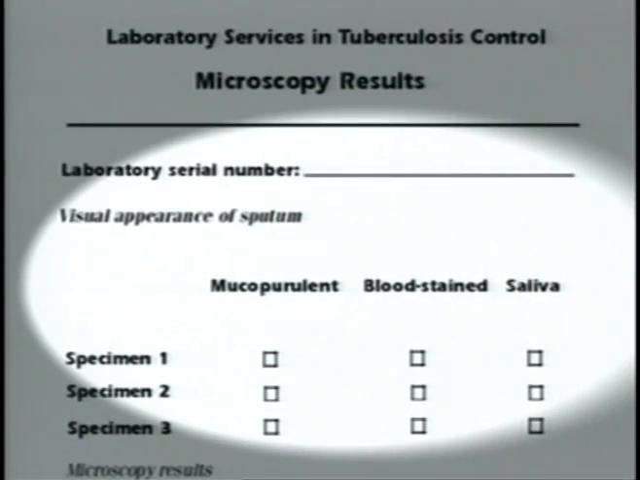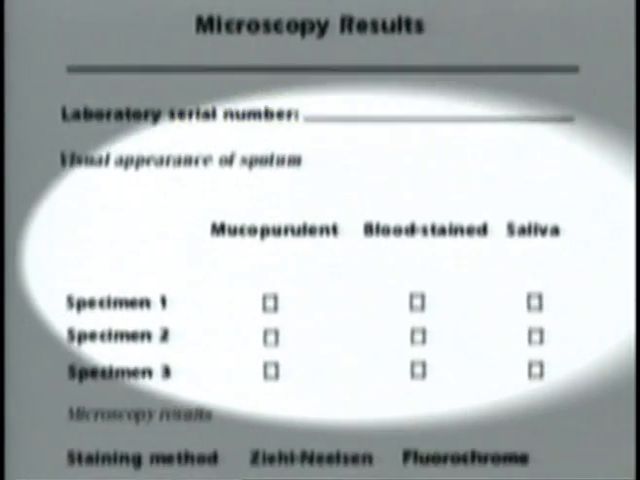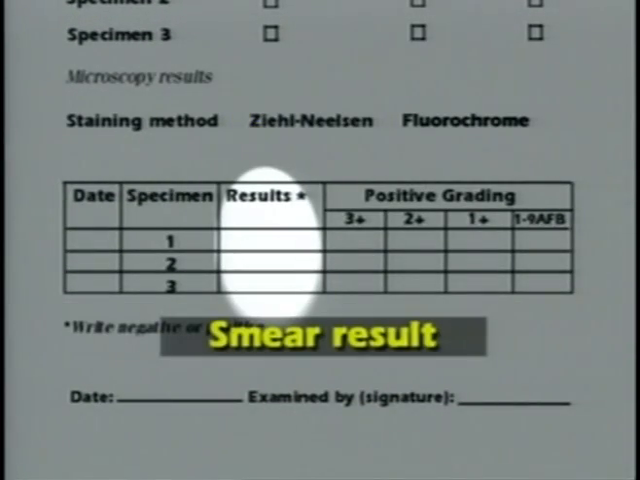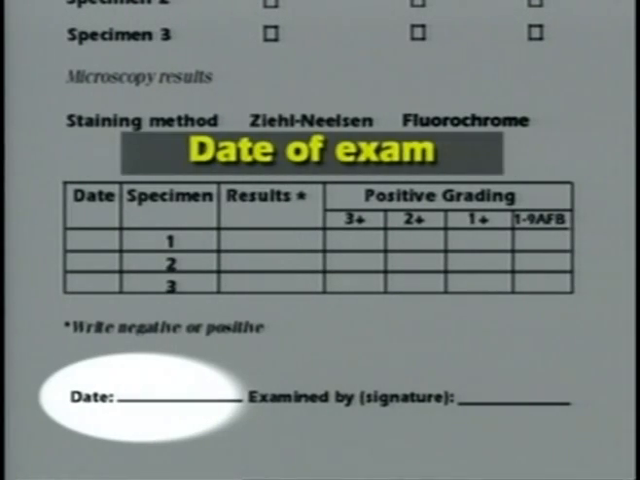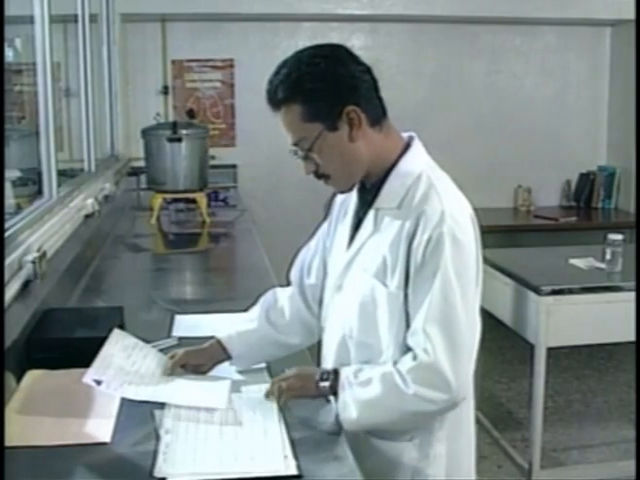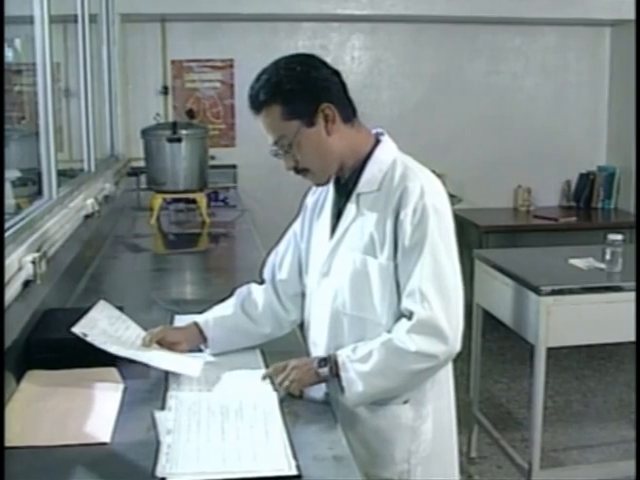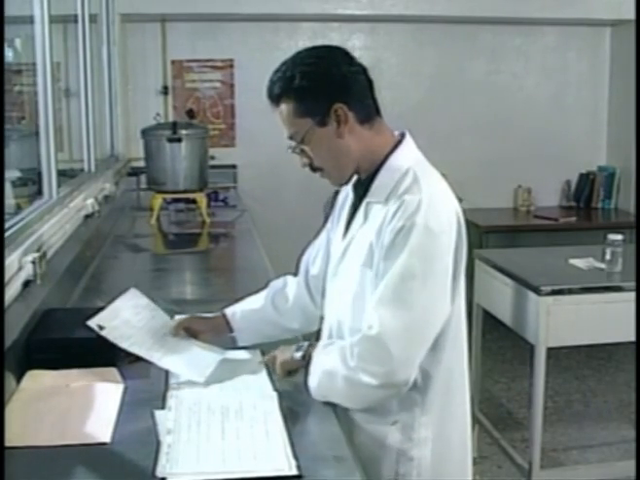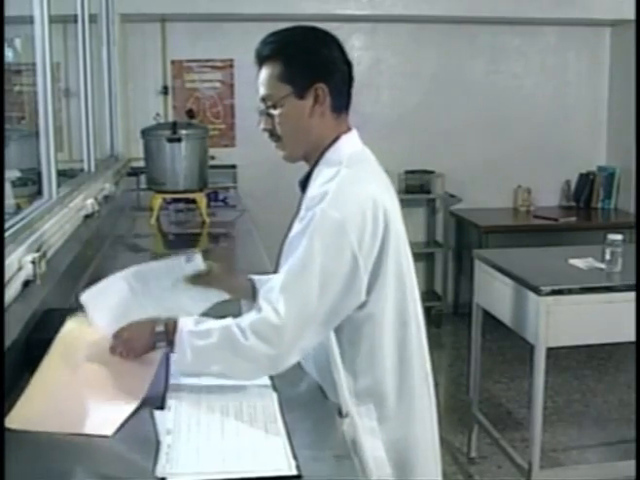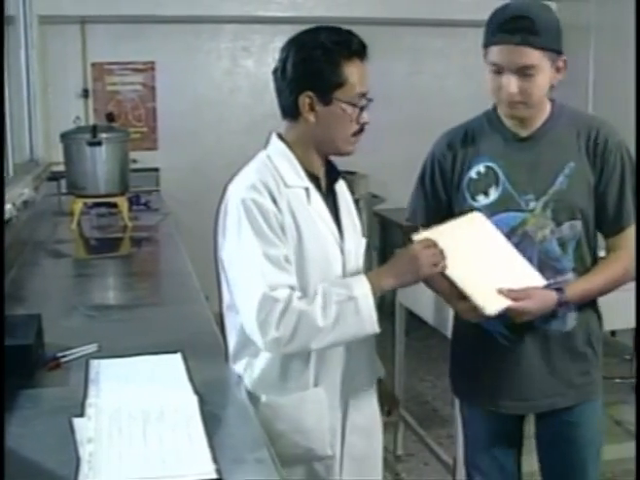Include the following information in the report: evaluation of the quality of the specimen, staining method used, smear result, date of exam, signature of microscopist. There are many species of AFB in addition to the tubercle bacilli. Do not try to identify species by microscopy. Report only the number of AFB seen. After completing the lab report, send it back to the healthcare center for further action.